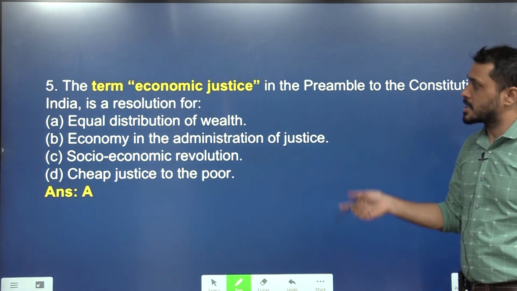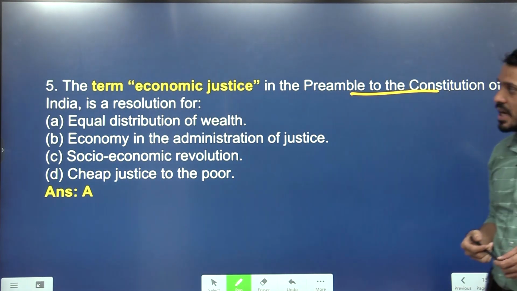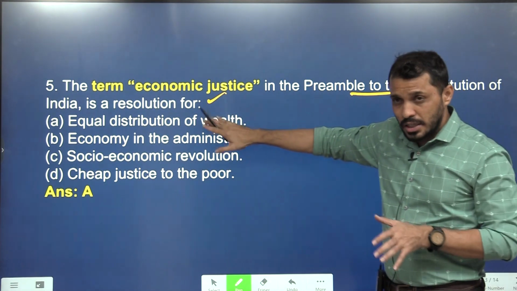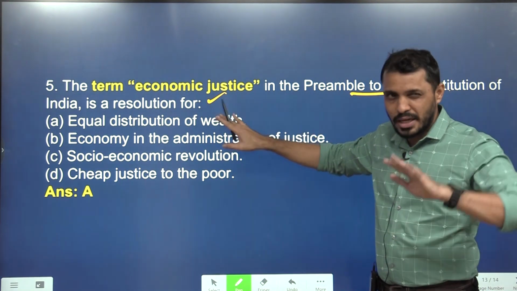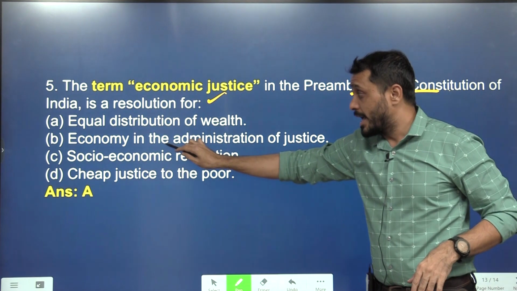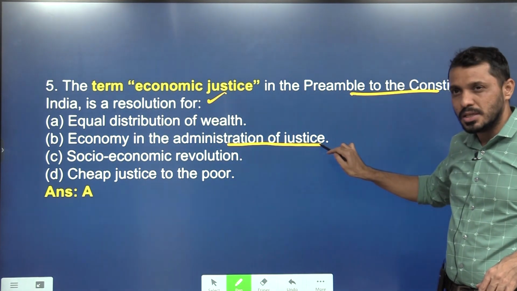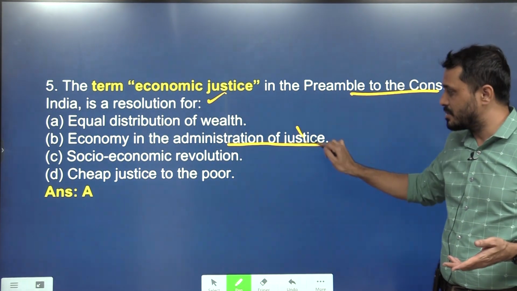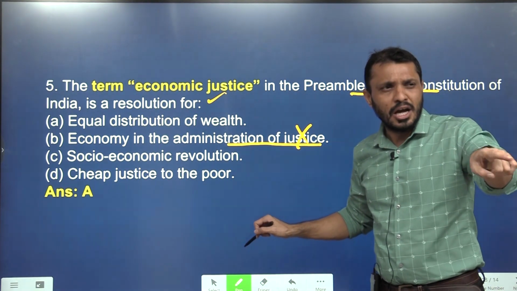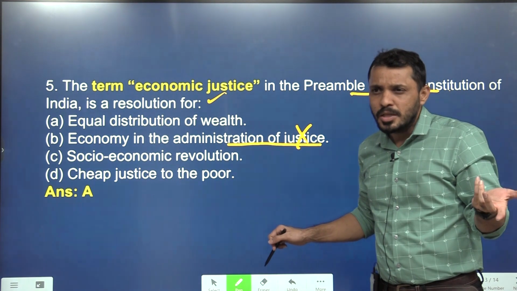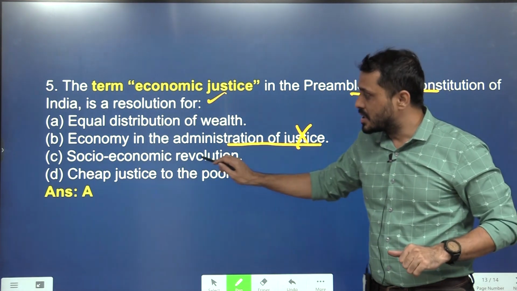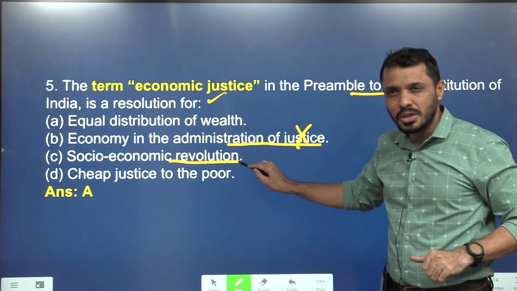The term economic justice in the preamble to the Constitution of India is a resolution for what? Economic justice, equal distribution of wealth. Okay, reasonably fine, we'll hold this statement. Economic justice means economy in the administration of justice? No, this is a ridiculous statement. In the administration of justice, if you are saying economy, how can it be fair justice? There is no rule of law. Are you understanding my point?